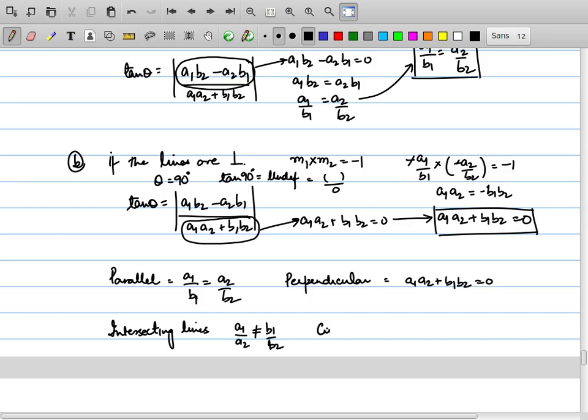And the fourth condition, if the lines are coincident, that is both the lines are same, overlap each other, then A1 upon A2 will be same as B1 upon B2 will be same as C1 upon C2. That is, both the equations will be able to convert into single form.